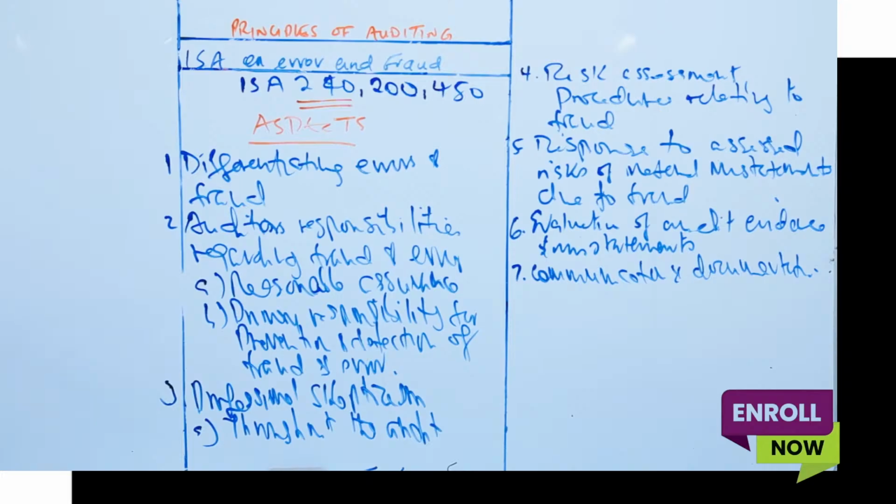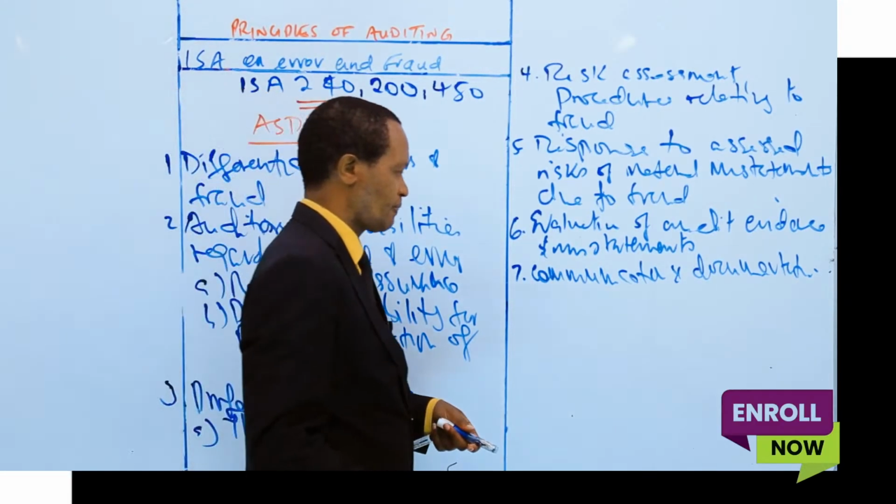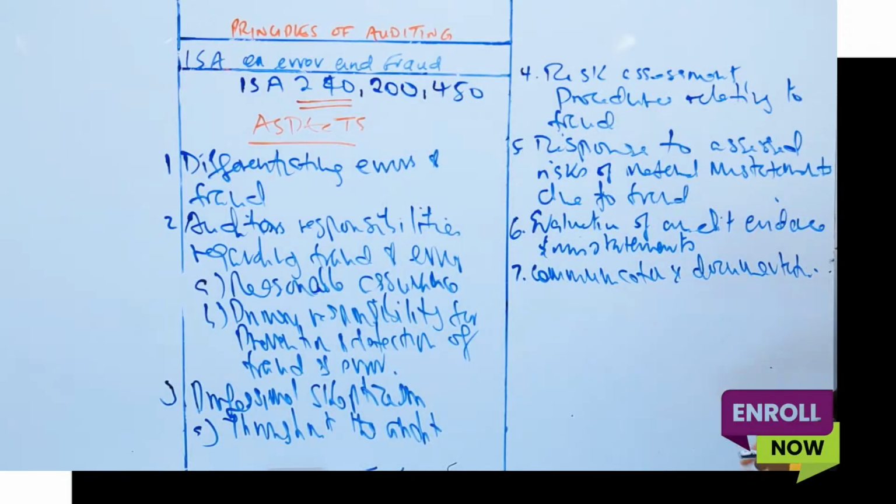Now, as for the documentation, the auditor must document the discussions among the engagement team regarding fraud, the identified and assessed risk of material misstatements due to fraud, and also the responses to those risks, and also any communications about fraud to management or those charged with governance. Communication and documentation.